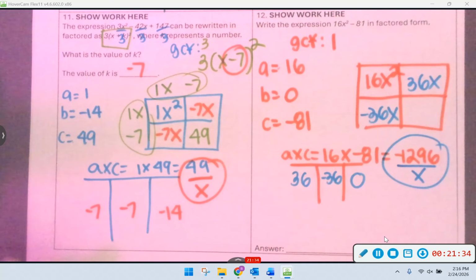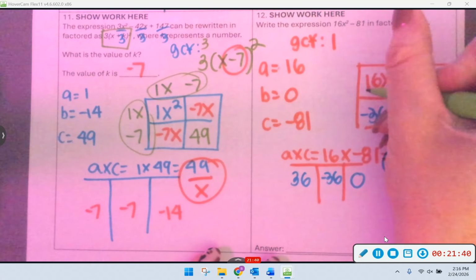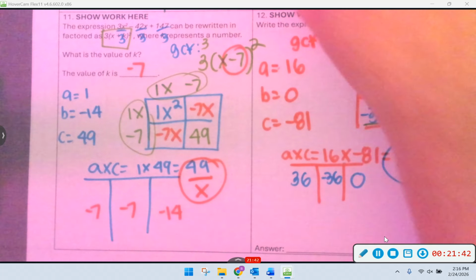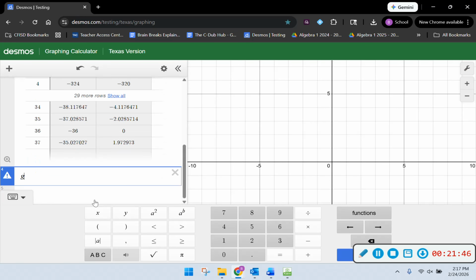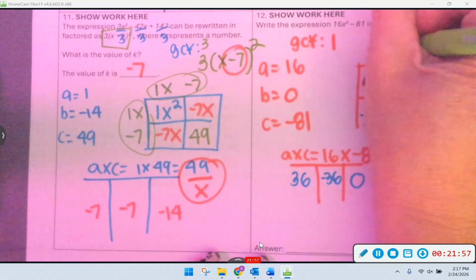Perfect. Now, this type of question, it's important to actually do the GCF in our calculator. So we're going to do the GCF of 16 and 36. So I'll go back to my Desmos. I'm going to do GCF of 16, 36, which is 4. So I'm going to put that number right here, 4x.